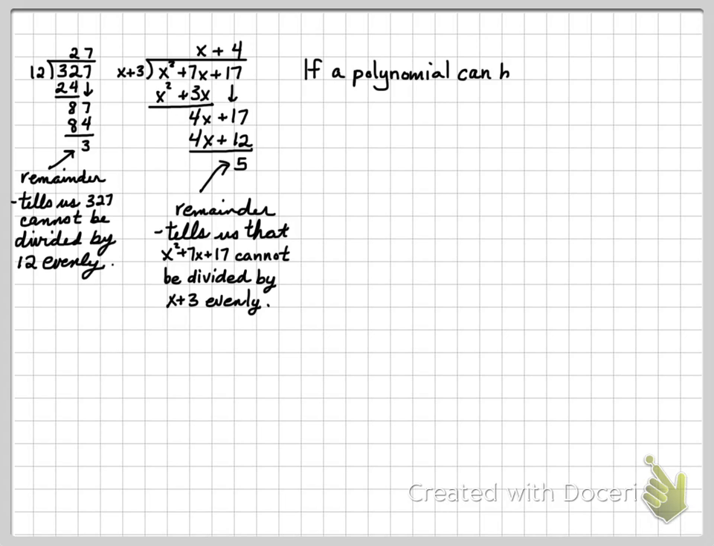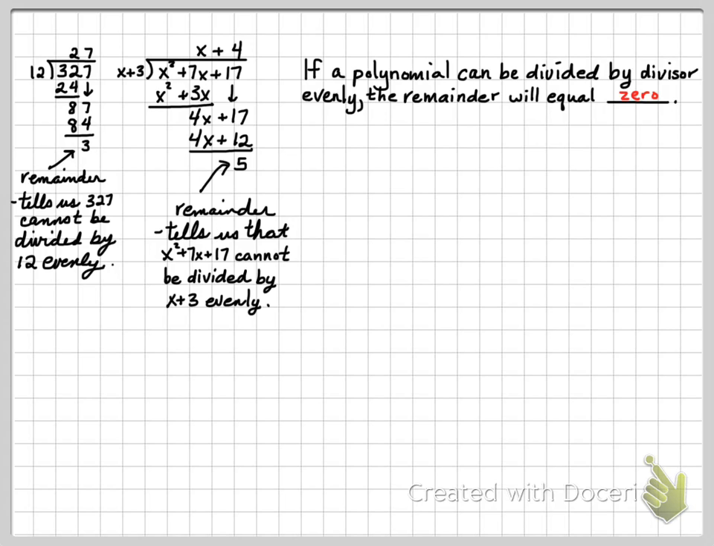If a polynomial can be divided by a divisor evenly, the remainder will be 0. And this also means the divisor will be a factor of the polynomial, if it can be divided into it evenly.